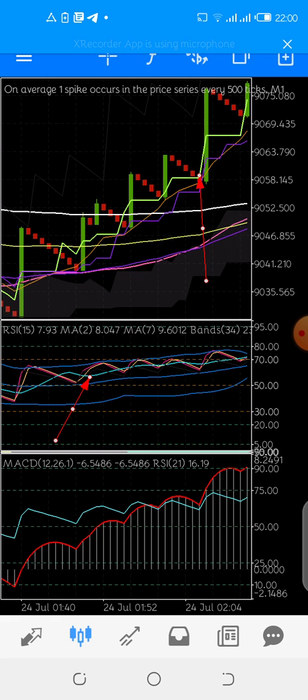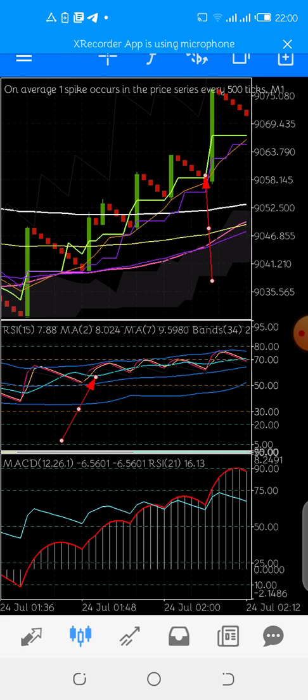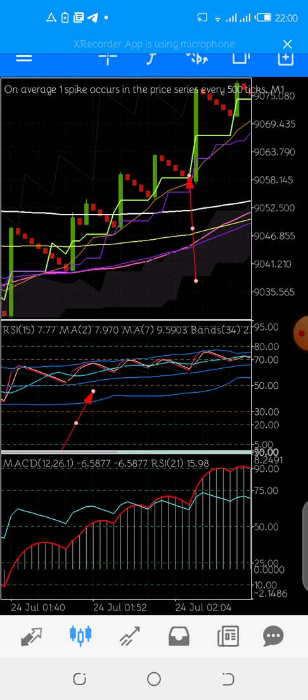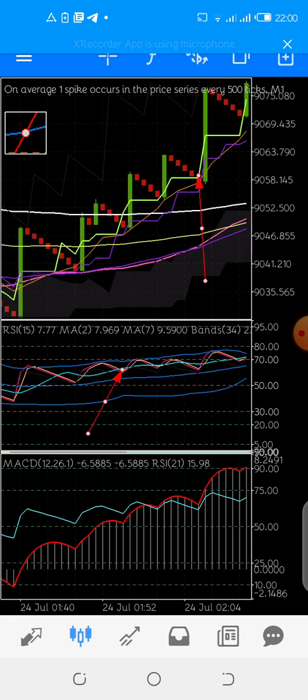Do you see our TDI? Every time it reaches either the middle Bollinger Band or the sky blue line, which is the moving average 2. Here also, moving average 2. Here, the middle Bollinger Band, which is the market baseline. Check here again. Middle Bollinger Band, which is the market baseline.